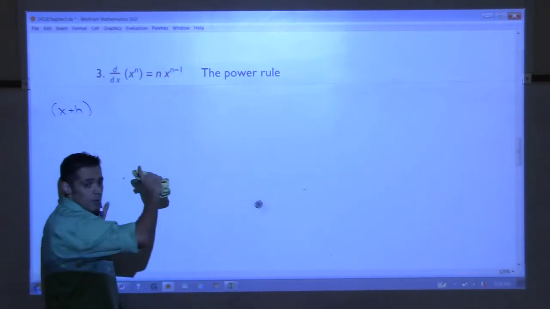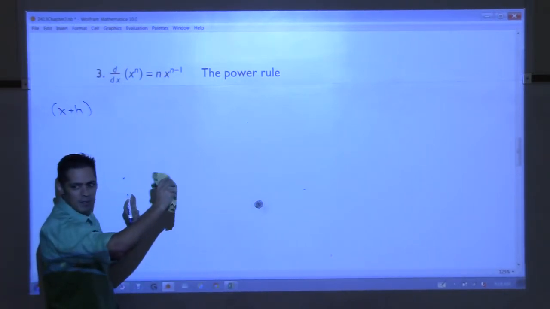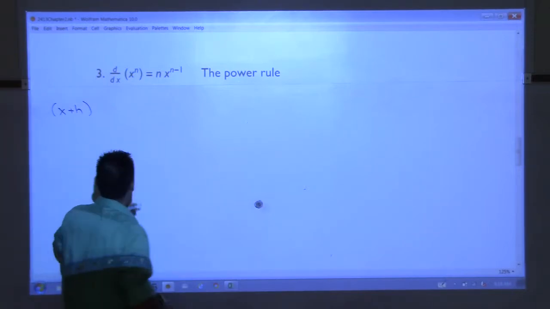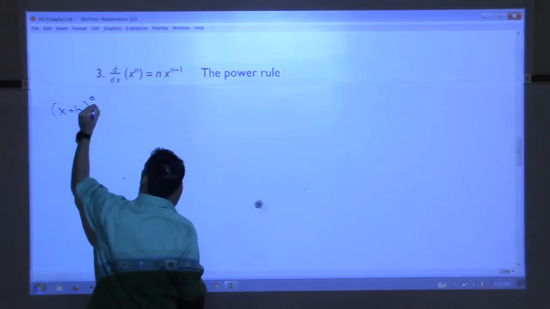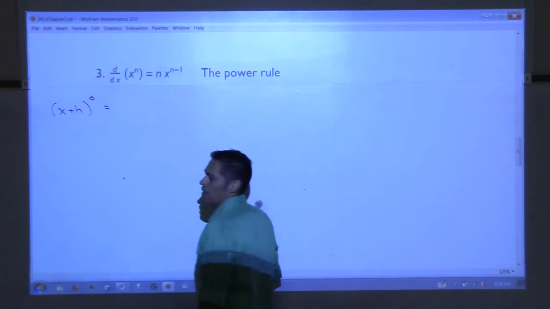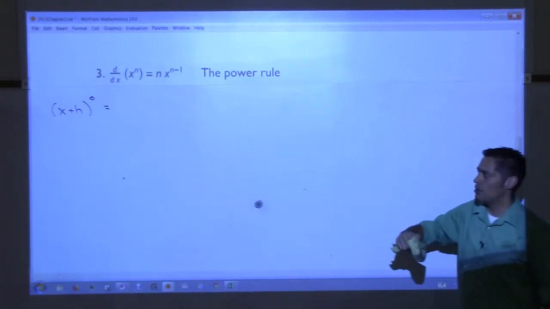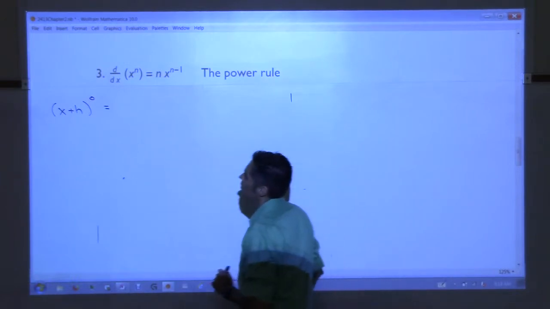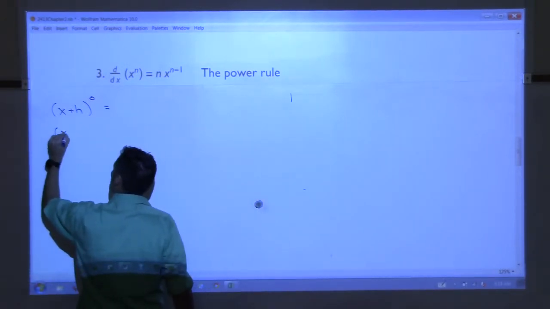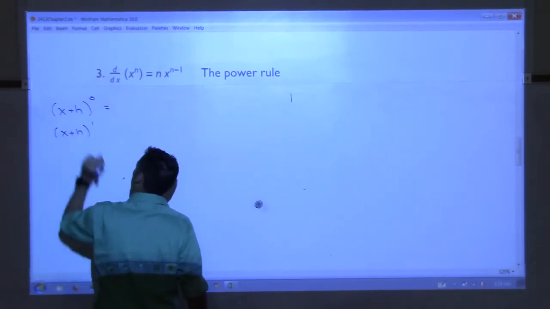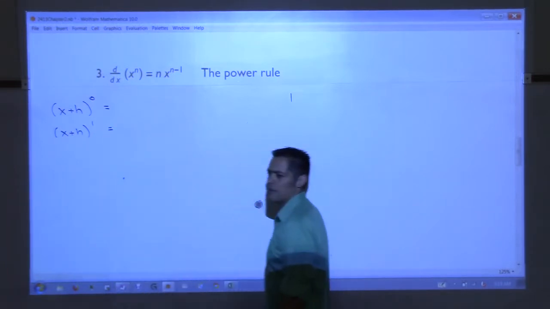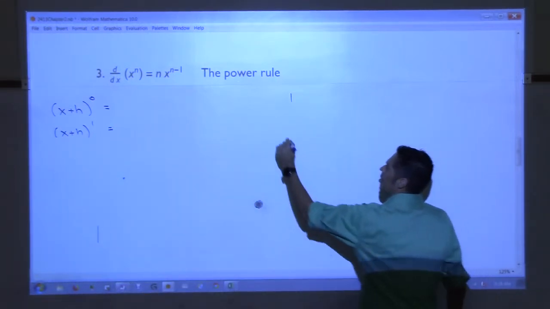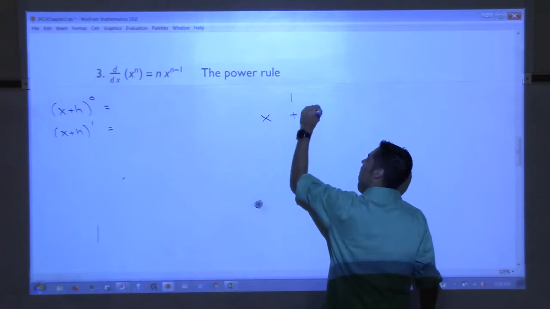If this seems weird, like why am I doing this, where is this coming from, just be patient. If I take x plus h and I raise it to the 0 power, what do I get? Anything raised to the 0 should be 1. I'm going to put that 1 right here. Now I'm going to do x plus h to the first power. What happens? I get x plus h. I'm going to write it like this.